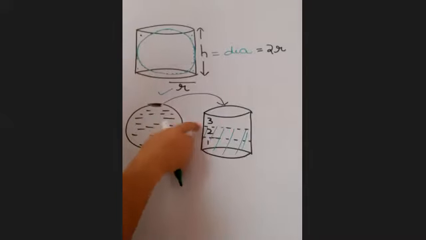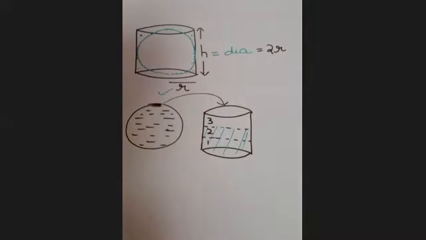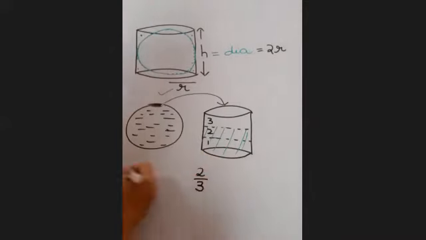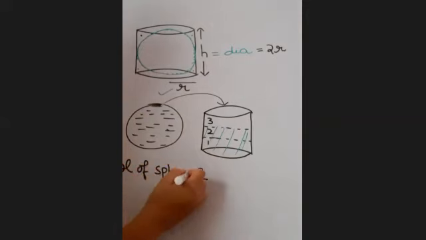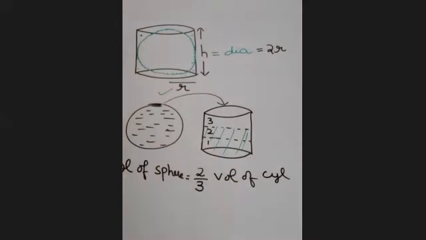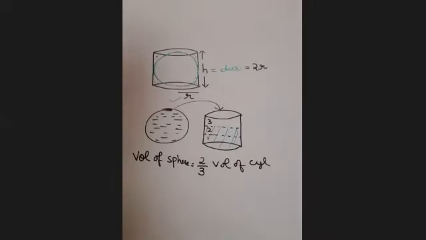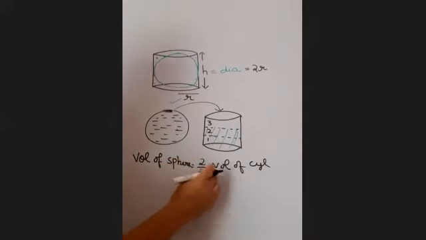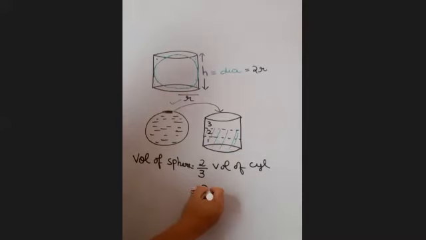So what fraction of the volume of the cylinder is getting filled? 2 by 3. Out of 3 total parts, you will find 2 by 3. So the volume of sphere is equal to 2 by 3 the volume of cylinder.